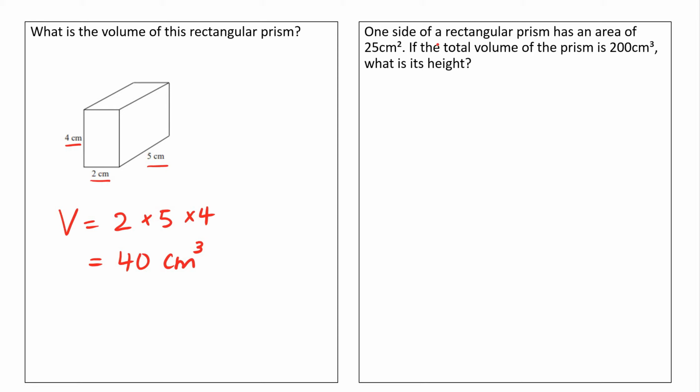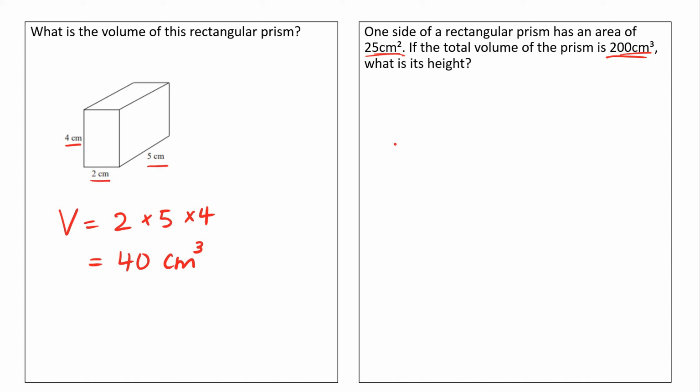Let's take a look at a second example. This one is written in words, so let's have a read through. One side of a rectangular prism has an area of 25 centimeters squared. If the total volume of that prism is 200 centimeters cubed, what is its height?